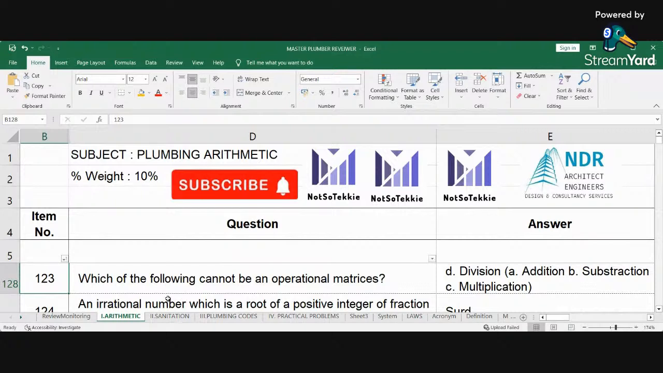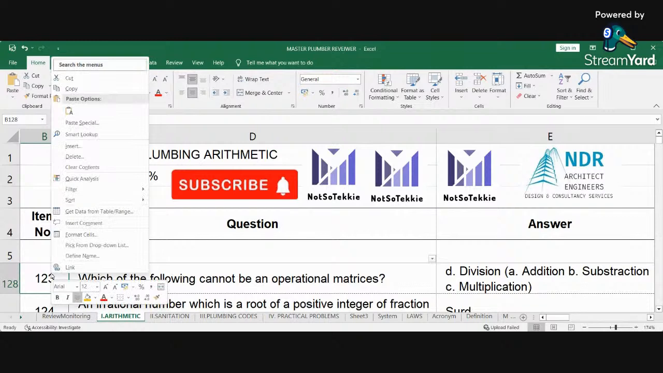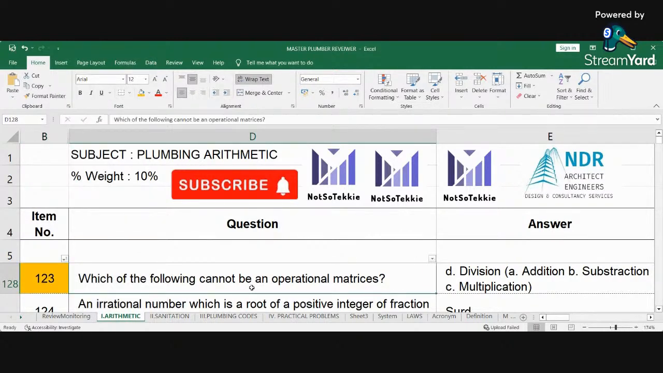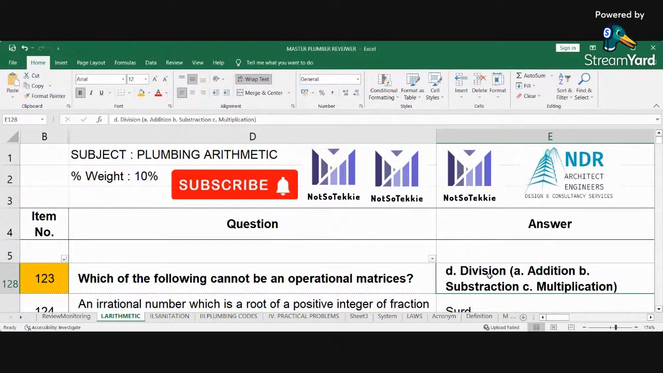123. Which of the following cannot be operational in matrices? The answer is division. And so yung A, B, and C is subtraction. The answer is division.